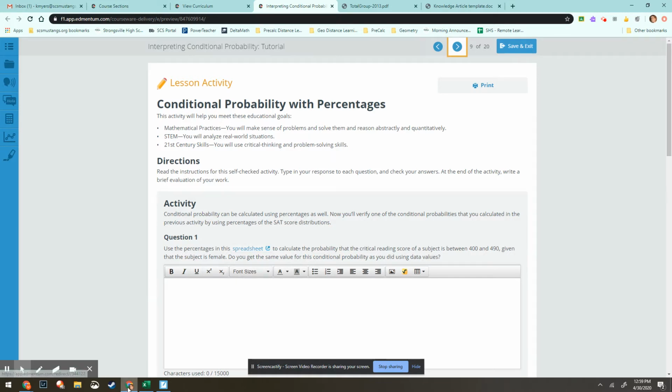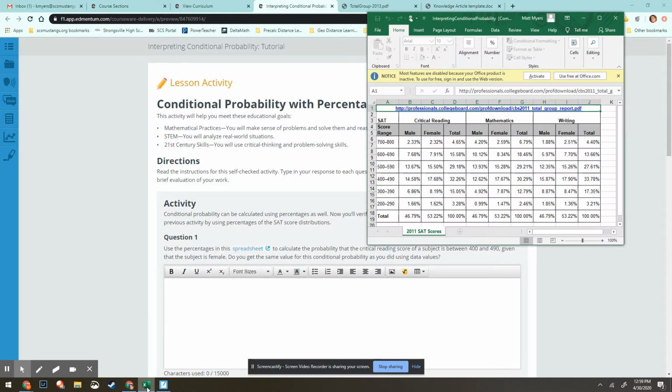This is a spreadsheet. It's Excel, which I don't know if you can open on your Chromebook, but hey, you can look and see. Here's the table. I have it zoomed in so that we can see all the data. Notice this is percentages. So here, I want to look and see what is the probability that the critical reading score is between 400 and 490, given that they're female.